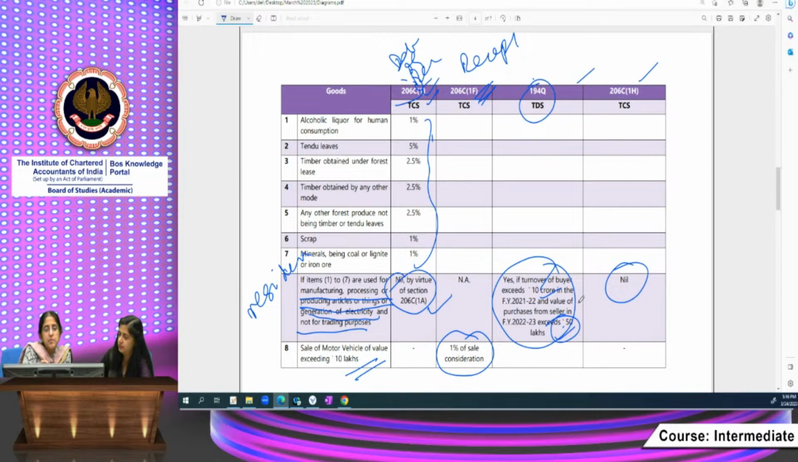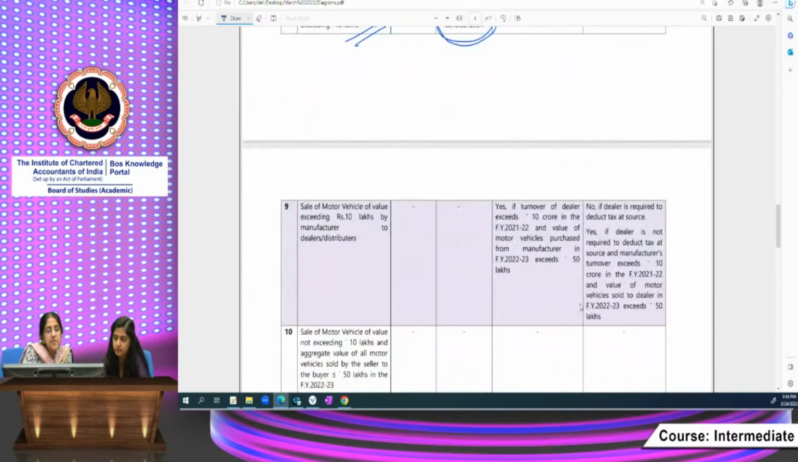Now let me come to 206C1F. That's attracted in respect of sale of motor vehicle of the value exceeding 10 lakh. In that case, 1% of sale consideration under 206C1F is attracted, so nothing else will be attracted. But there are many permutations and combinations here. If the sale of vehicle exceeds 10 lakh by a manufacturer to dealers, distributors, there is a clarification that 206C1F is not attracted.